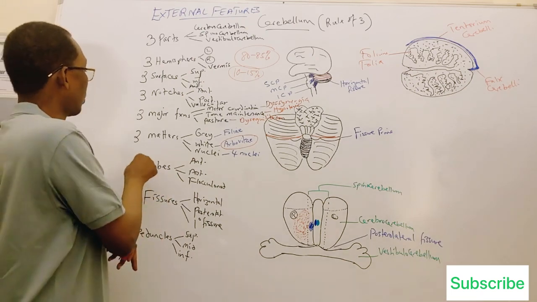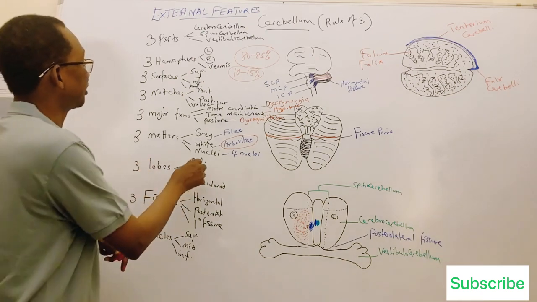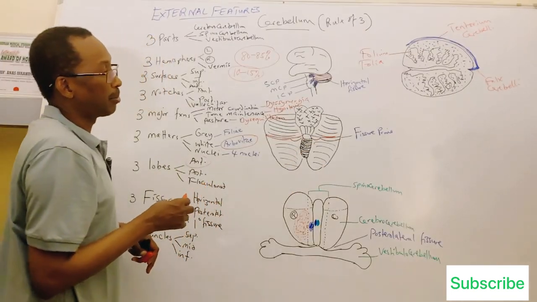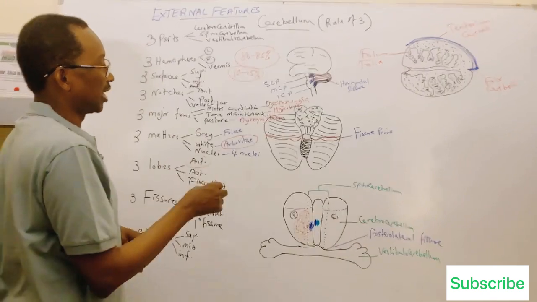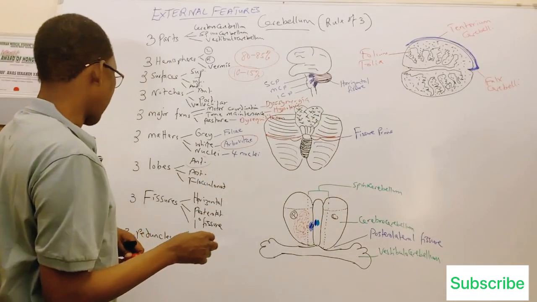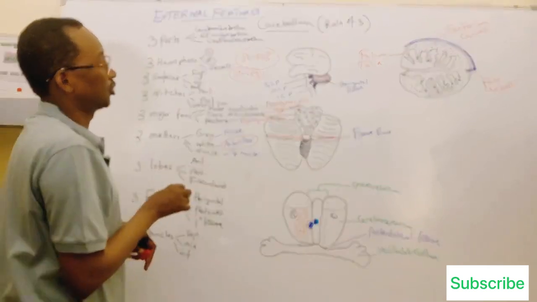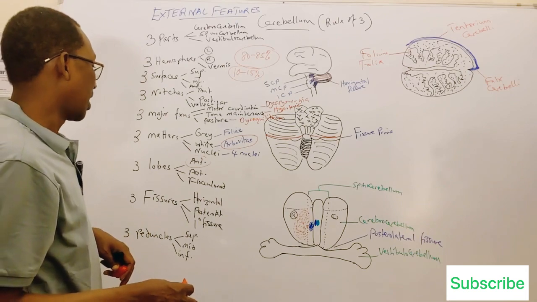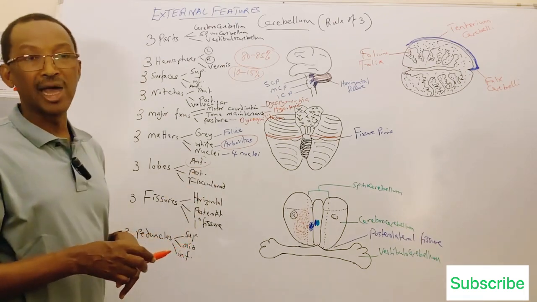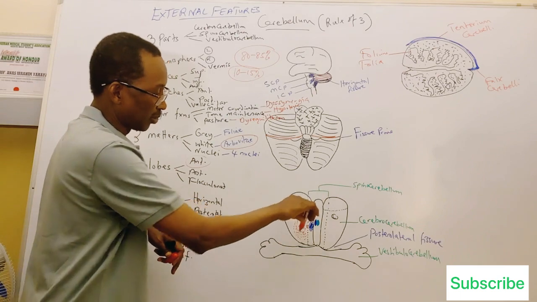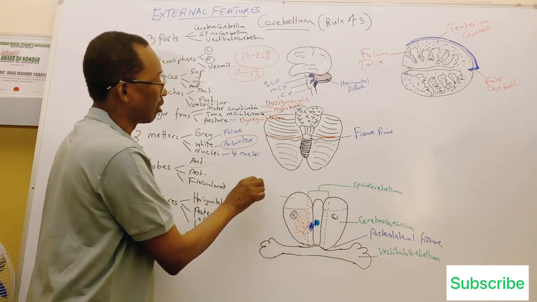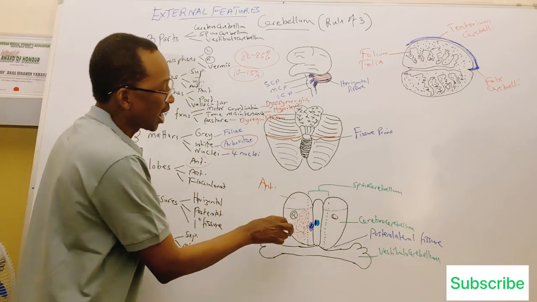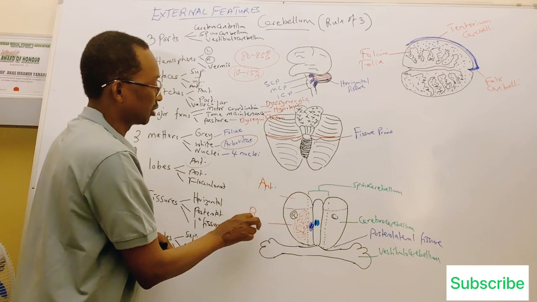The cerebellum also has 3 lobes. We have the anterior lobe, which is separated from the posterior lobe by the primary fissure. And we also have the posterior lobe, which is just at the back of the anterior lobe. The last lobe is the flocculonodular lobe. If you look at this diagram below, you are going to see that this is the anterior lobe of each cerebellar hemisphere, and this is the posterior lobe.